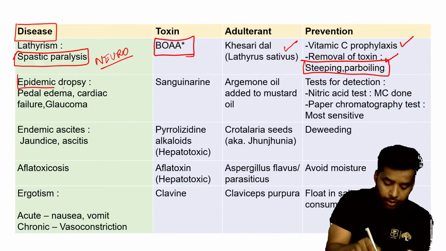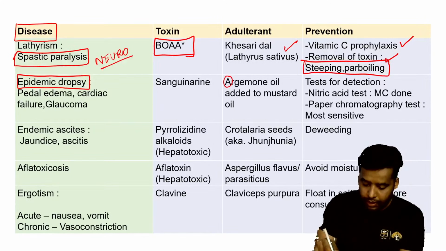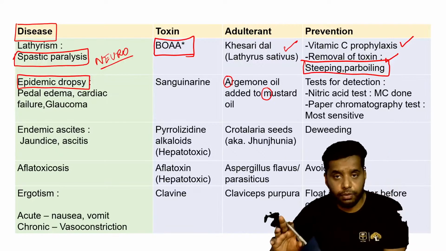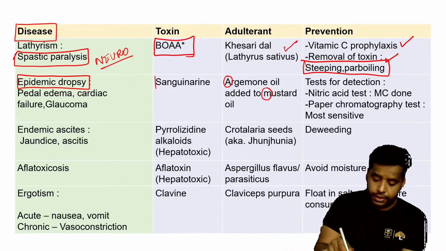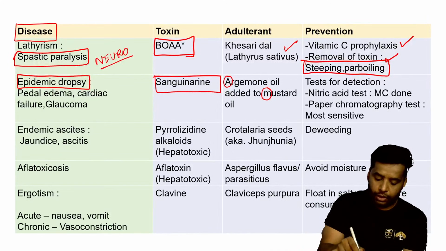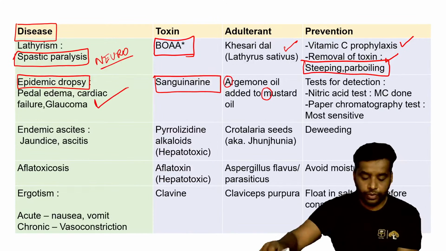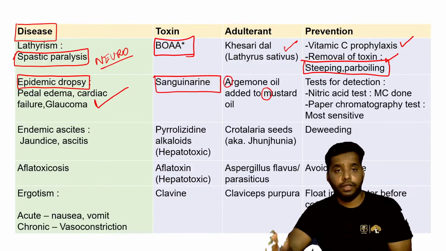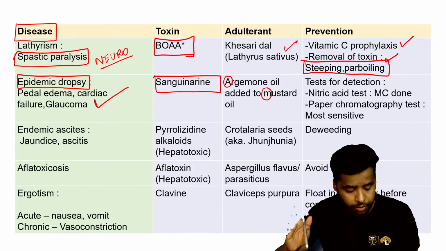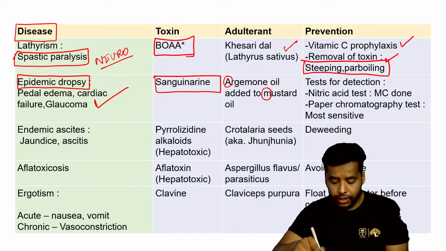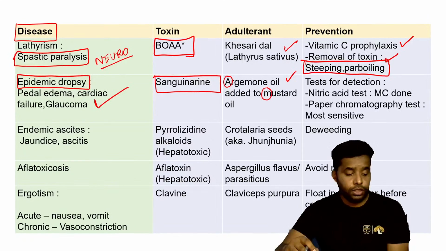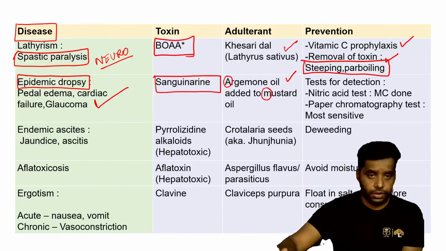Epidemic dropsy. Argemone is added to mustard. Adulterant is argemone. Toxin is sanguinarine. Consumption can lead to pedal edema, cardiac failure, and glaucoma. Cardiac failure, pedal edema, if they frame a question like this, it is epidemic dropsy. Argemone is an adulterant that should not be added. Shopkeepers will be adding in small amounts.